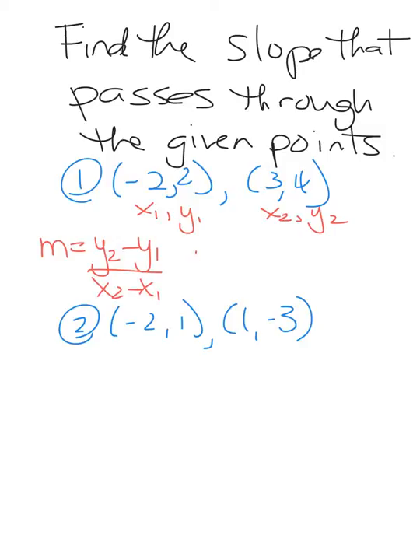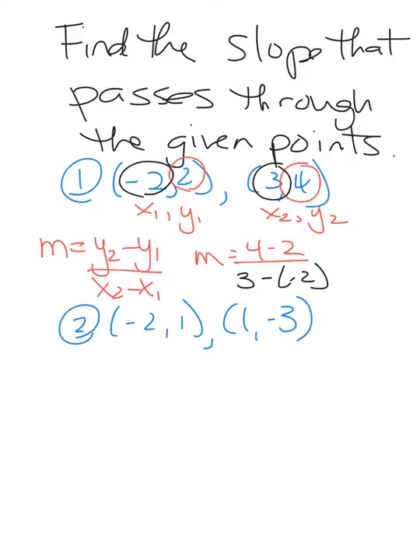So I have m is equal to 4 minus 2, and then my denominator is 3 minus -2. Just have to clean that up a little bit. So it gives me 2 over 3 minus -2, which is 3 plus 2, which is 5. So my slope in that case is 2/5. So it's a positive slope, so it'll go from bottom left to upper right.